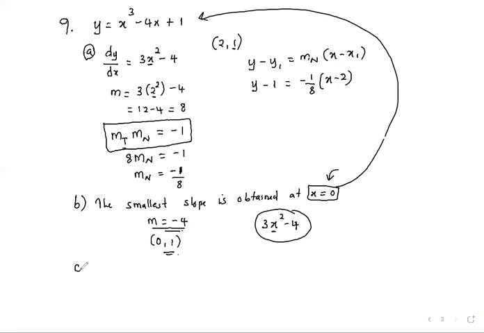Okay. C says find equations for the tangents to the curve at the point where the slope of the curve is 8. So if I'm told that the slope is 8, it means that dy/dx is equal to 8. But dy/dx is 3x squared minus 4. So it's equal to 8, meaning 3x squared is equal to 12.